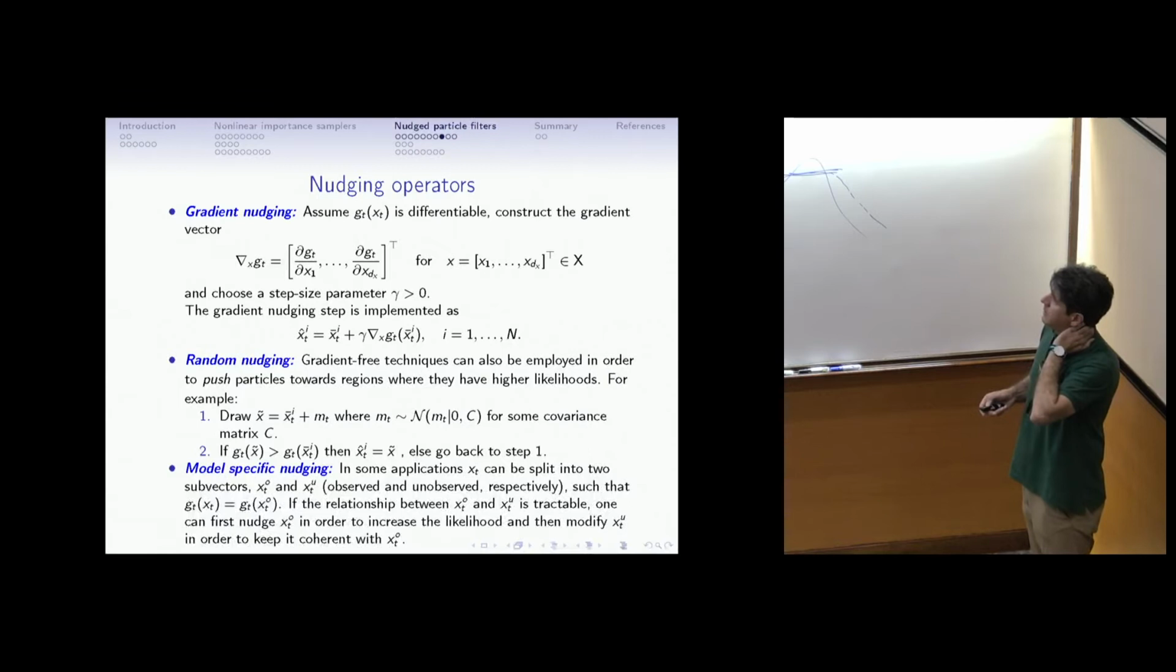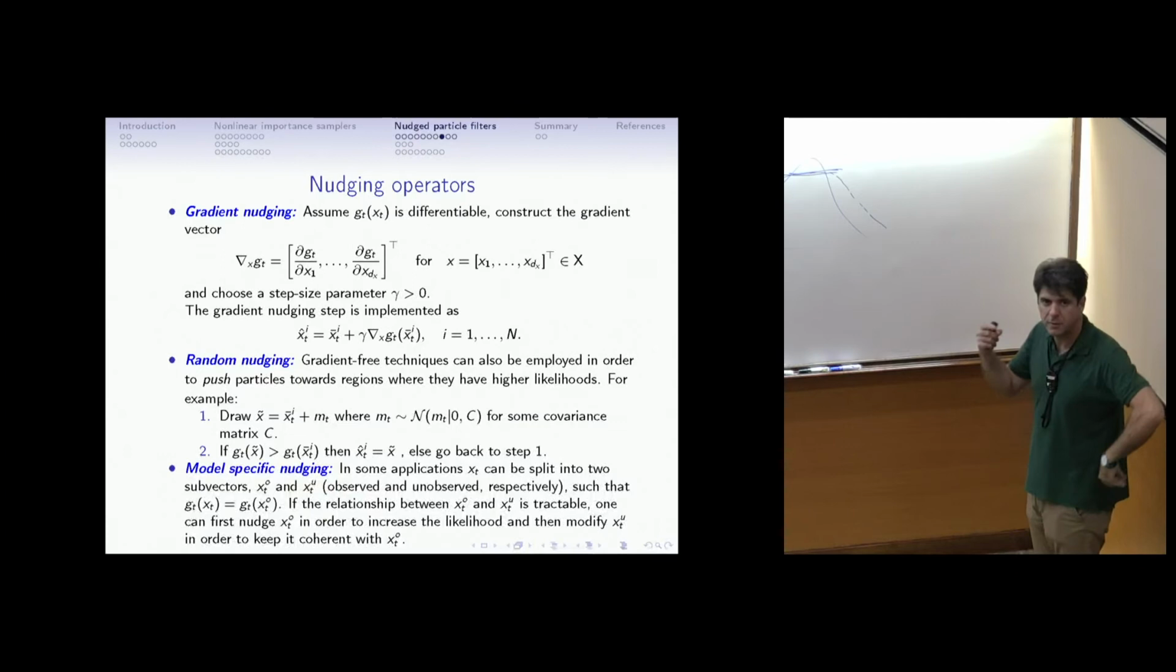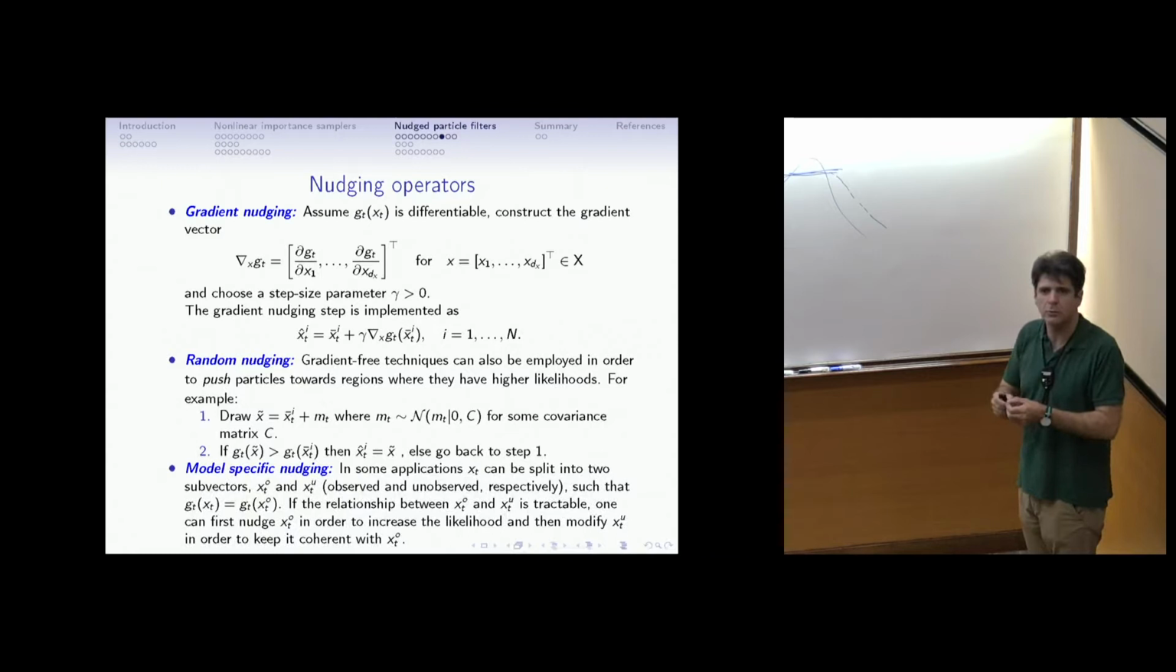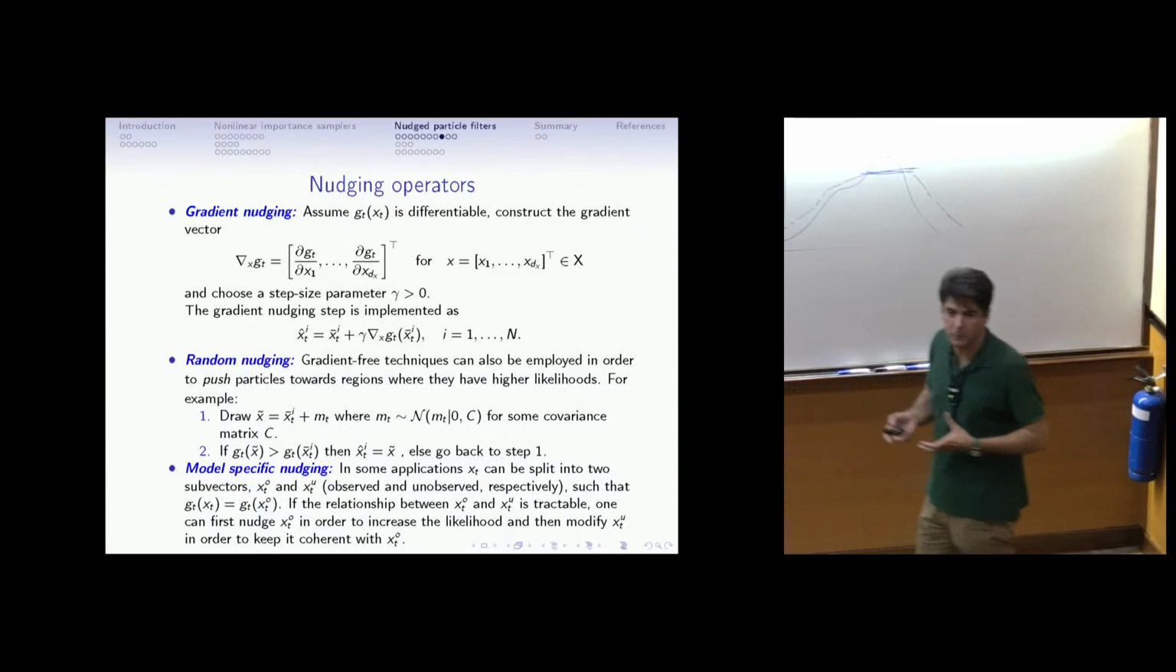And then you may have model-specific methods, of course. For example, if you think of the example of this target tracking problem I showed you 10 minutes ago, there, the observations depended only on part of the state, depending directly on the position of the object. They did not depend directly on the velocity of the object. So you could think of methods to nudge the position of the target, the part of the state on which the observation depends directly, and then the part of the state which remains unobserved could be moved to keep it coherent with the observed part. But essentially, we have tried these two.